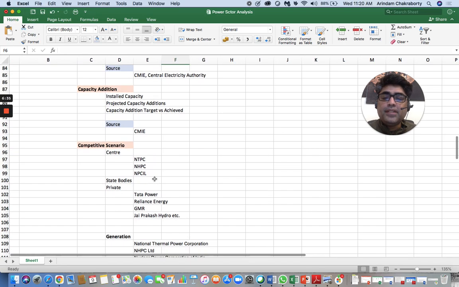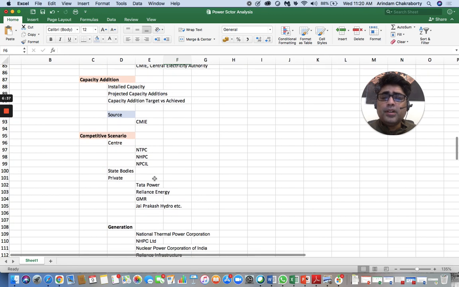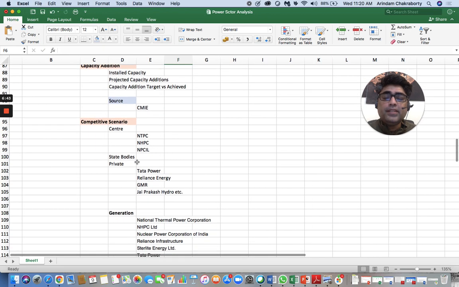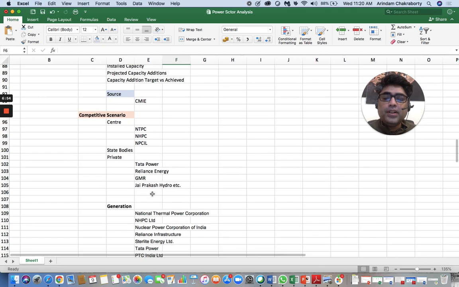Then comes the competitive scenario. In the context of this, in the center we know it is NTPC, NHPC, and PGCIL, right? Then we have different state bodies. In private we have Tata Power, Reliance Energy, GMR, Jaiprakash. So we can do some analysis in the context of the competitive scenario, right?